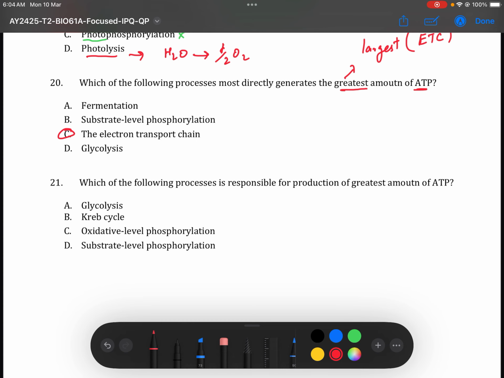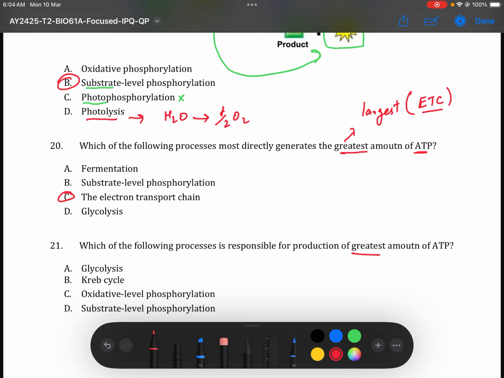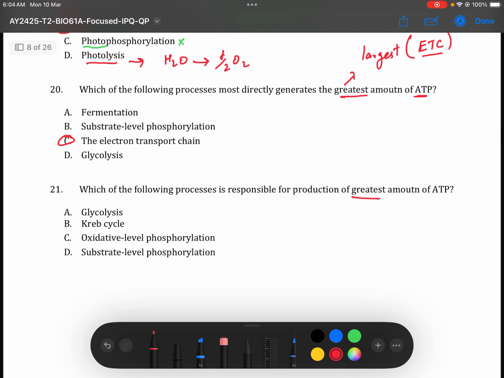Now we will go to the next question: which of the following processes is responsible for production of the greatest amount of ATP? Same question, but now, as I told you, oxidative phosphorylation is also known as ETC. So here they change the option electron transport chain to oxidative phosphorylation.